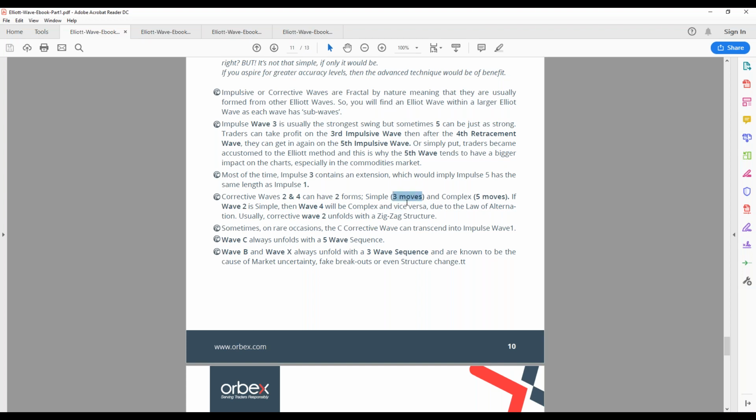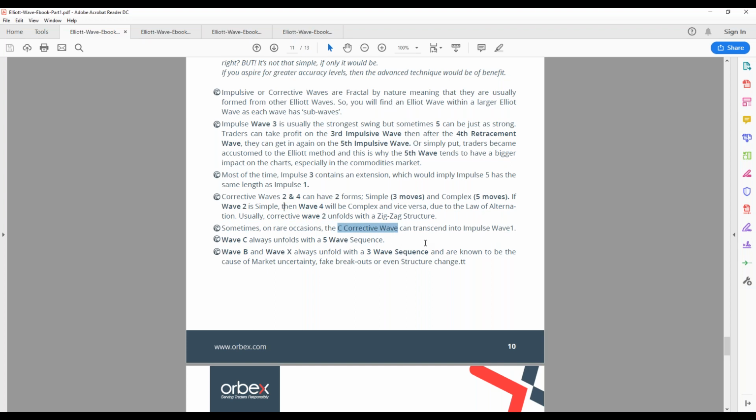Well, I noticed something, and this is what Elliott wave could actually give you as well, right? This is what it's all about: correctly labeling. Now, the C wave can transcend into impulse wave 1. Well, yeah, but only under a leading diagonal, right?